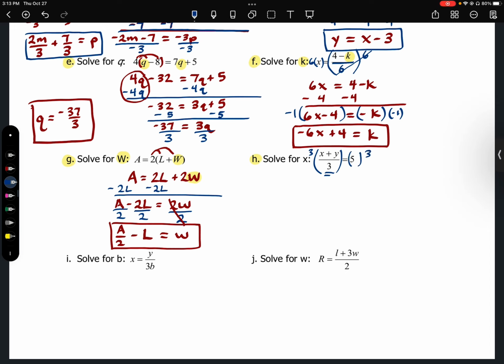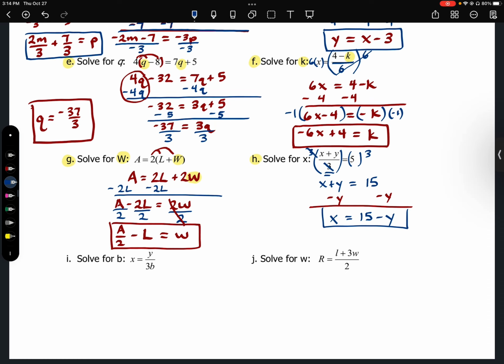If we do that, we need to do it to the right side too. 3 times the quantity of x plus y divided by 3 is going to just basically undo the 3's. So we have x plus y is going to equal 3 times 5, which is 15. And then our last step, to get x by itself, we're just going to go ahead and subtract y from each side. We now have x is going to equal 15 minus y. And that's it, because we got x by itself.